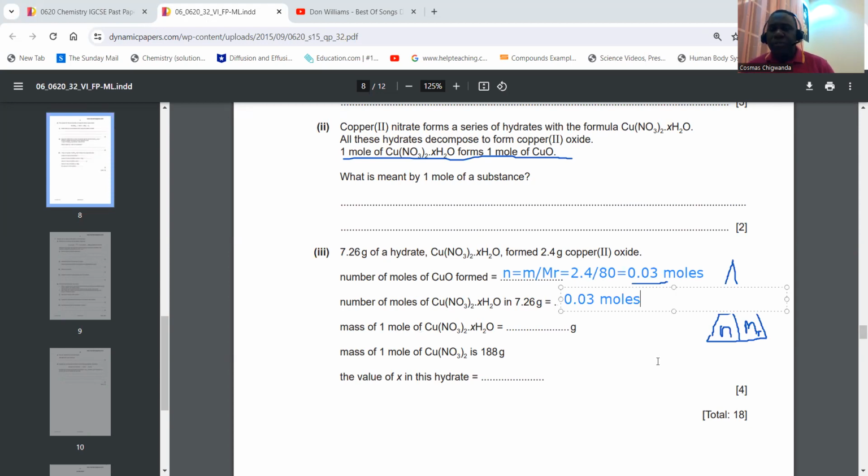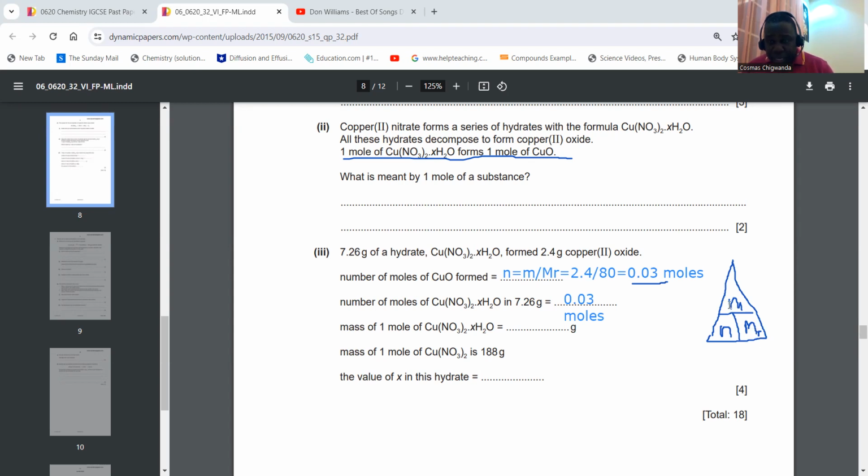So what we do here, we simply have to look at our formula. Our formula is going to be MR is mass given over N. All right, what is our mass given? Our mass given is 7.26. And number of moles is N. So it means we are going to take the mass given. Here I want to calculate MR.